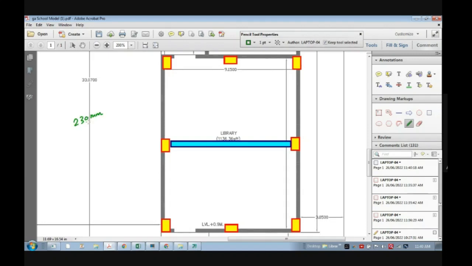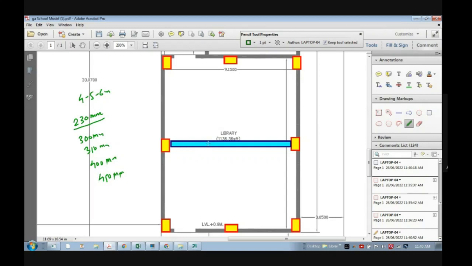Whenever I say, it is not a final rule. In general, if the spans are roughly 4 to 5 meters or 6 meters, 230 is fine. But if the span is more than 7 meter, 8 meter, 9 meter, then you can go with the width of the beams as either 300 mm, 350 mm, or even 400 mm. You can take width like this also, and even 450 mm.